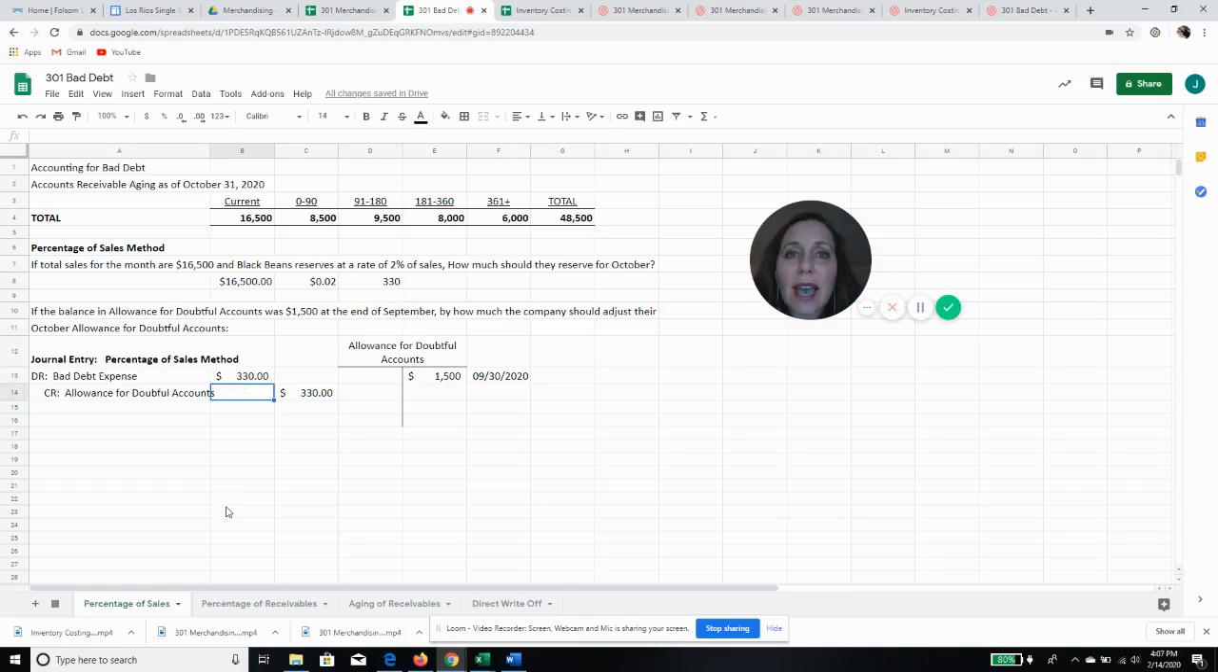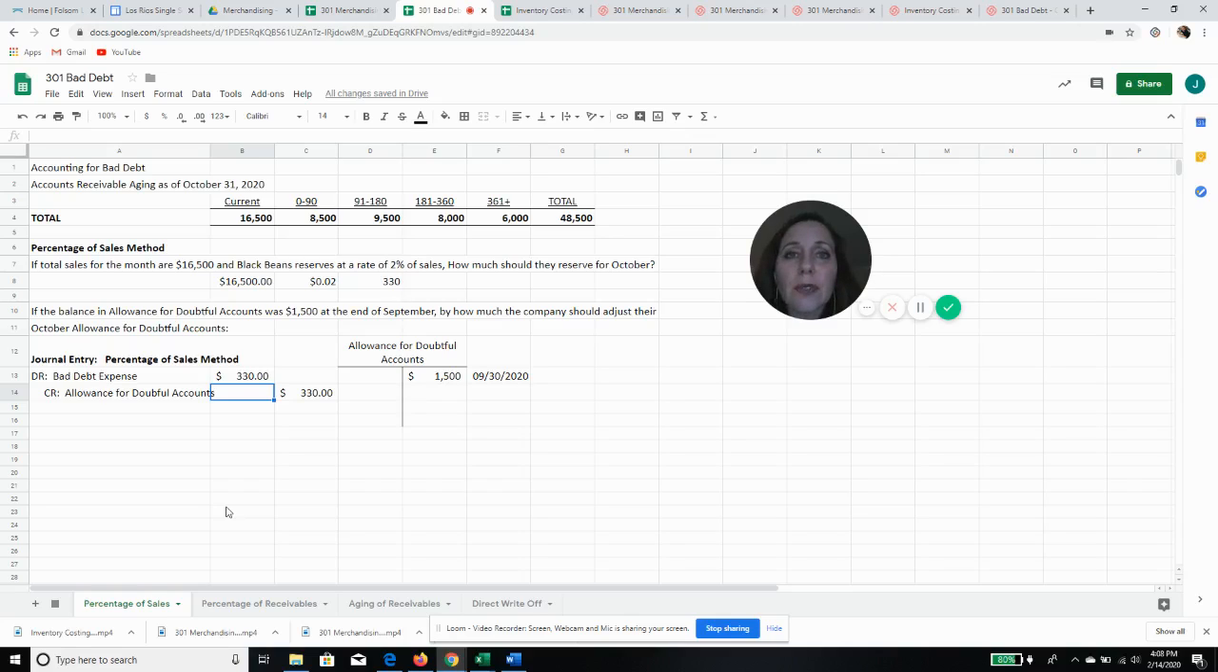Allowance for doubtful accounts is a contra asset account, which means it sits with the assets, specifically with accounts receivable, but it has a natural credit balance. So when we look at our accounts receivable, and we want to know how much we can expect to come in, we have to take our accounts receivable balance and subtract whatever is in allowance for doubtful accounts. And that will tell us how much we can actually expect to collect.